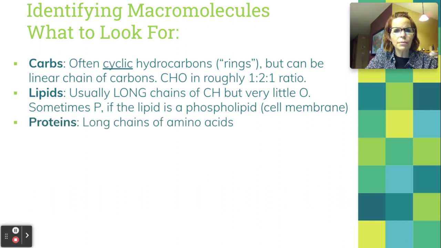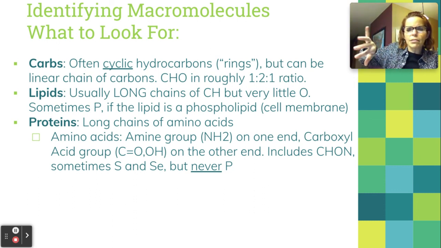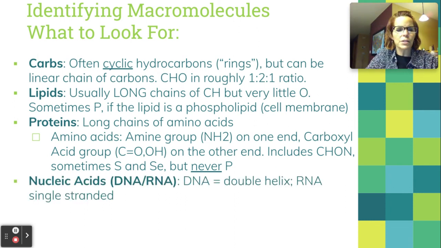Proteins, I should have said something more with the lipids. Don't forget that the steroids are fused rings. I should go back and change that. Proteins are long chains of amino acids. Amino acids have an amine group on one end and a carboxyl acid group on the other end. They include carbon, hydrogen, oxygen, and nitrogen, but sometimes we will see sulfur and selenium, but never do we see phosphorus in a protein. So if you see phosphorus, you should be like, that is not a protein.